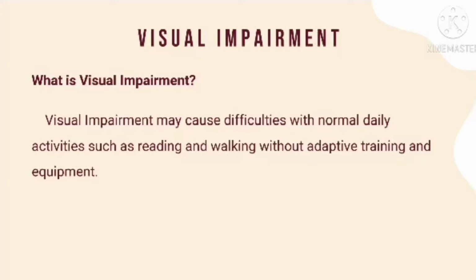Visual impairment may cause difficulties with normal daily activities, such as reading and walking without adaptive training and equipment. When one or more parts of the eye or brain that are needed to process images become diseased or damaged, severe or total loss of vision can occur. In these cases, vision can't be fully restored with medical treatment, surgery, or corrective lenses like glasses or contacts.